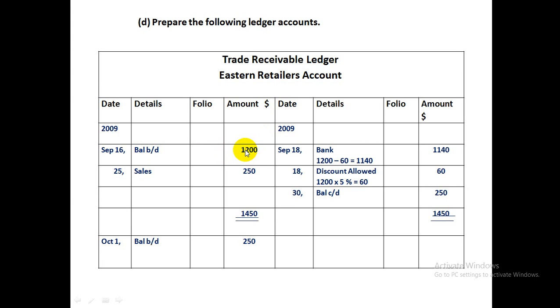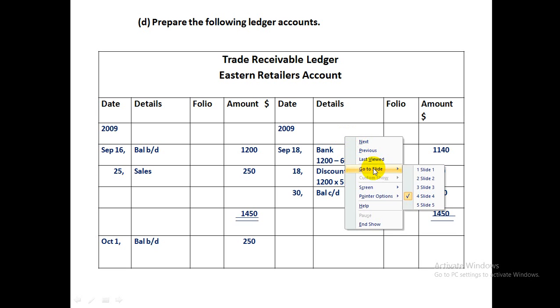Opening balance will come first of all. Then we had seen that on September 18 we are receiving a check from them after deducting a discount of 5%. 5% discount is 60. This was the amount to be recovered from them. 60 is the discount given to them. Their account will be credited with the discount amount, and this is the amount which we had received as check from them. After deducting discount, this is what we had received from them. This is done.